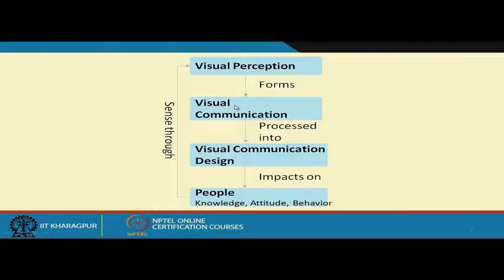So if the communicator is sending out a signal which is predominantly visual in nature, it has to be perceived. It has to be perceived by the recipient. The signal comes out, and then this signal is perceived by the recipient, and then you are again reconstructing that information within your brain. So that forms visual communication.